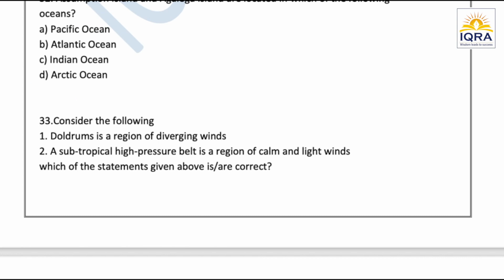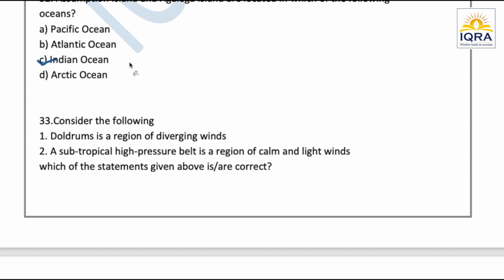Question number 32. Question 32 talks about the two islands. The Assumption Island and the Agaliga Island are located in which of the following ocean? ये कहाँ पर situated हैं? So option C is the correct answer of this question. They're situated in Indian Ocean.